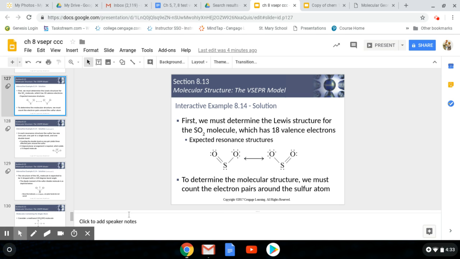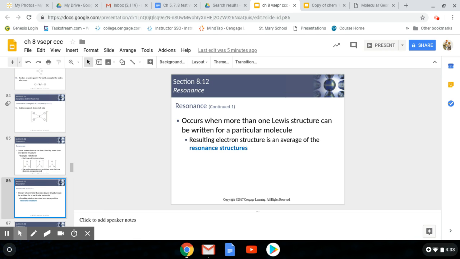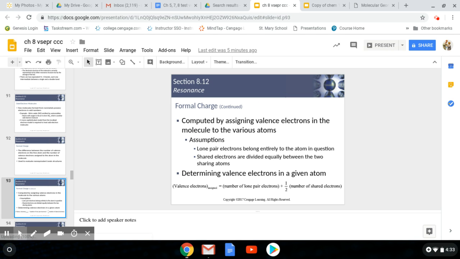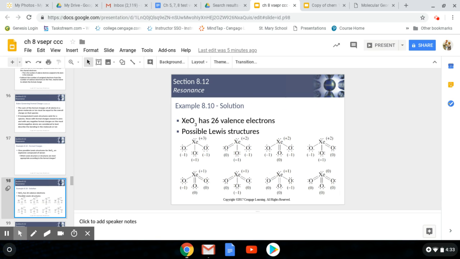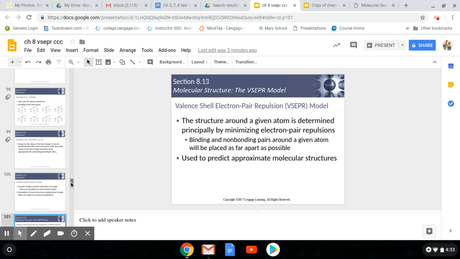So if we go back to the slideshow, I'm probably going to go a little too far. There's resonance, resonance, formal charge, formal charge. Okay. So what does VESPR stand for? Valence shell electron pair repulsion. And the structure around a given atom is determined principally by minimizing electron pair repulsions. We basically have to look at the number of non-bonding pairs of electrons and bonding pairs of electrons. Remember, non-bonding are also known as lone pairs. And then we use these numbers to predict the approximate molecular structures.